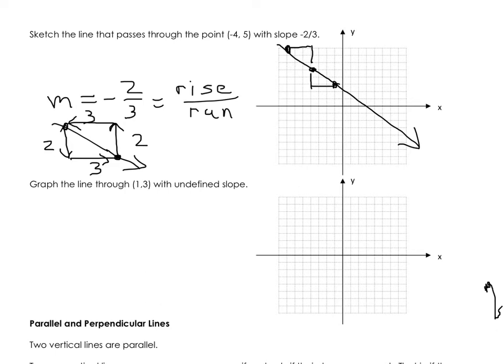Let's plot the point (1, 3). Undefined slope. What kind of line has undefined slope? A vertical line has undefined slope. So we want to draw a vertical line through that point (1, 3).